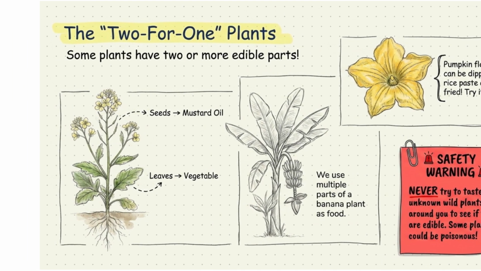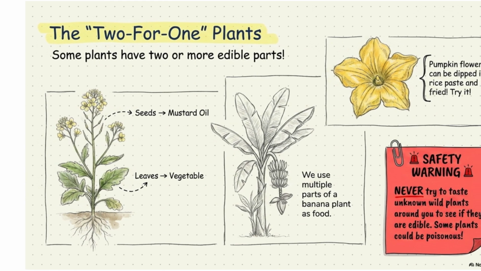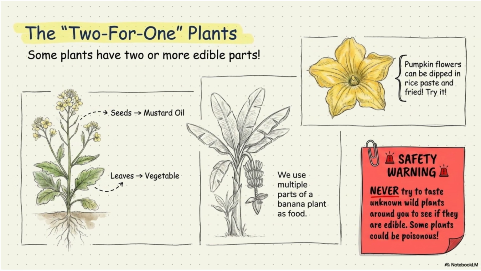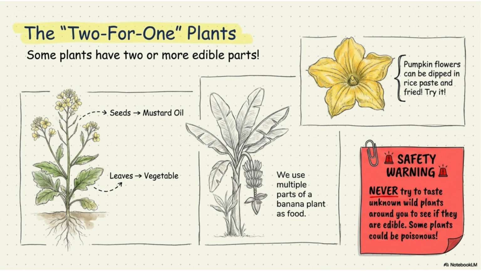Slide 5. Here is where plants get really cool. Some plants are what I like to call 2-for-1 plants because they have two or more edible parts. Take the mustard plant, for example. We use its seeds to make mustard oil and we cook its leaves as a tasty vegetable.